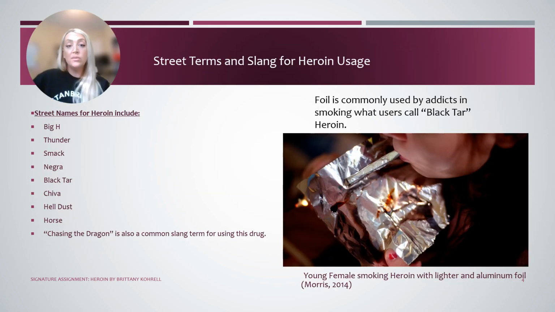These are some street terms and slang for heroin. This includes Big H, Thunder, Smack, Negra, Black Tar, Shiva, Hell Dust, Horse, and sometimes they call it Chasing the Dragon. In this image here, you can see this young female is using heroin by smoking it with aluminum foil and lighting the foil underneath with a lighter. This is heating up the substance, and she is smoking it through what would be an aluminum foil type pipe. When this is lit and heated up, it creates a smoke. So she is literally inhaling the vapor and the smoke from what is called black tar heroin, as they like to call it.